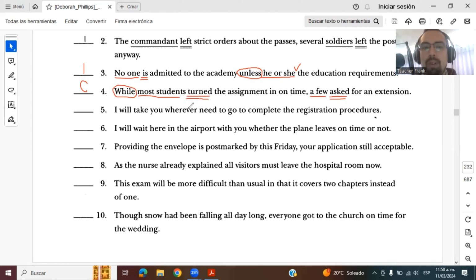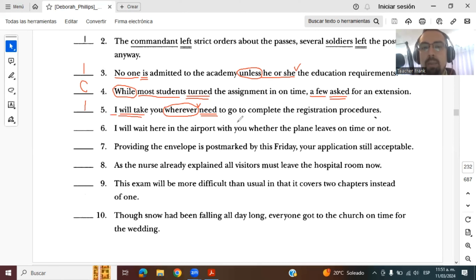Okay, let's look at number 5. I will take you wherever I need to go to complete the registration procedure. So we have will take as my verb. Who or what will take? I. Wherever, we already saw that's a connector, like where. We have need to go, but this one's going to be incorrect because we have a missing subject, right? We don't know who needs to go complete the registration procedures, right? I will take you wherever you need to go, could be, but yes, it's incorrect because we have a missing subject.